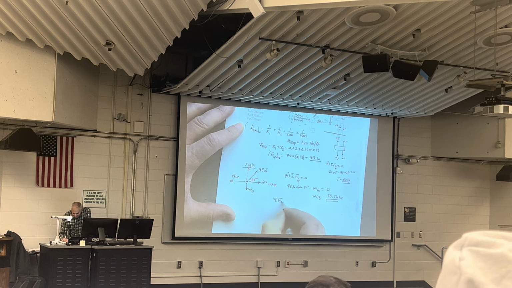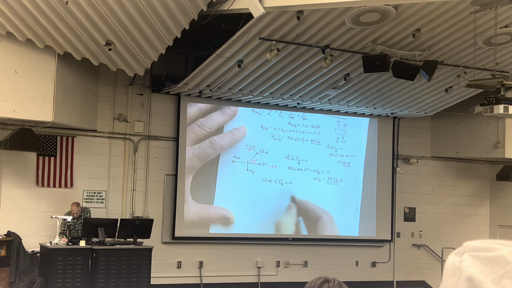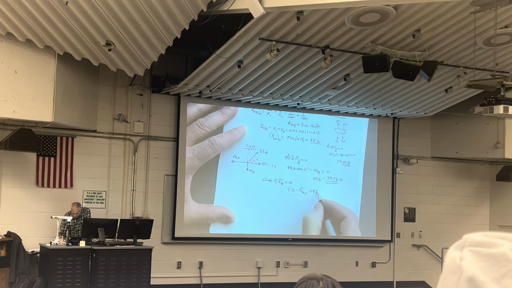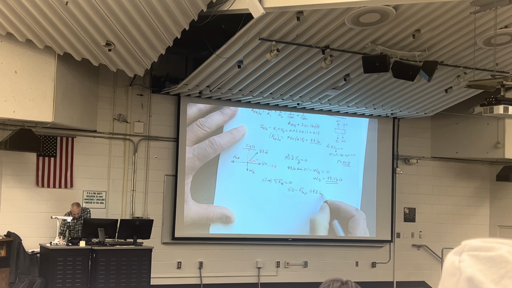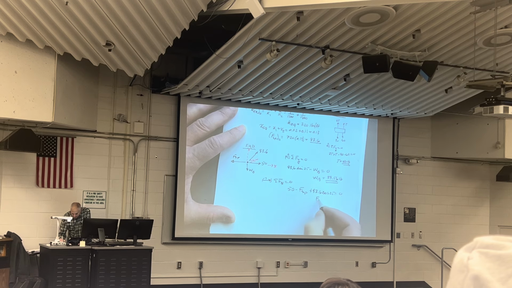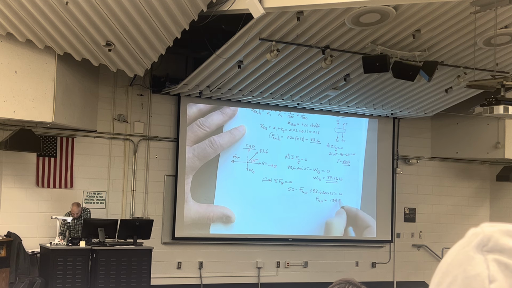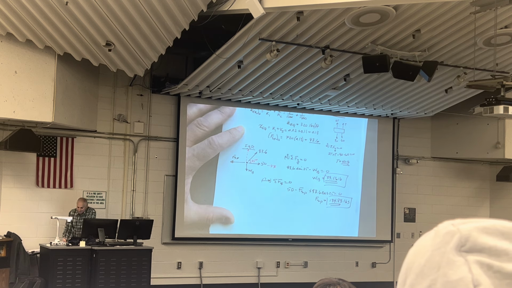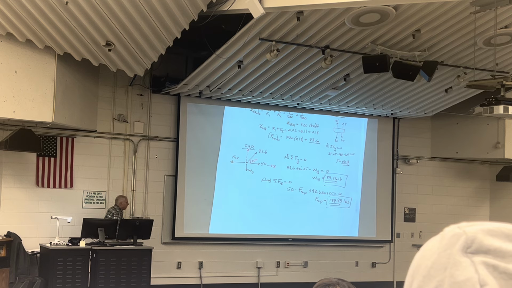Sum of forces in the X equals 0, positive to the right. That says 50 minus FSP plus 93.6 cosine 25 equals 0. FSP comes out 134.83 pounds. Nice.